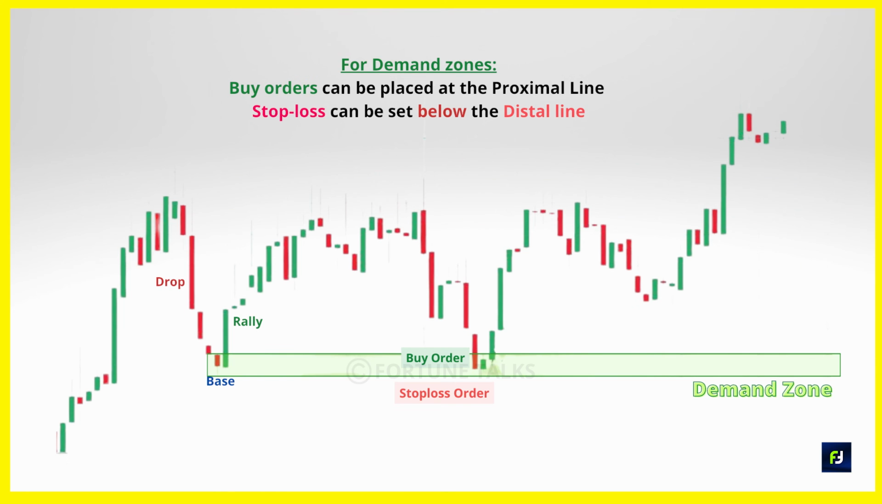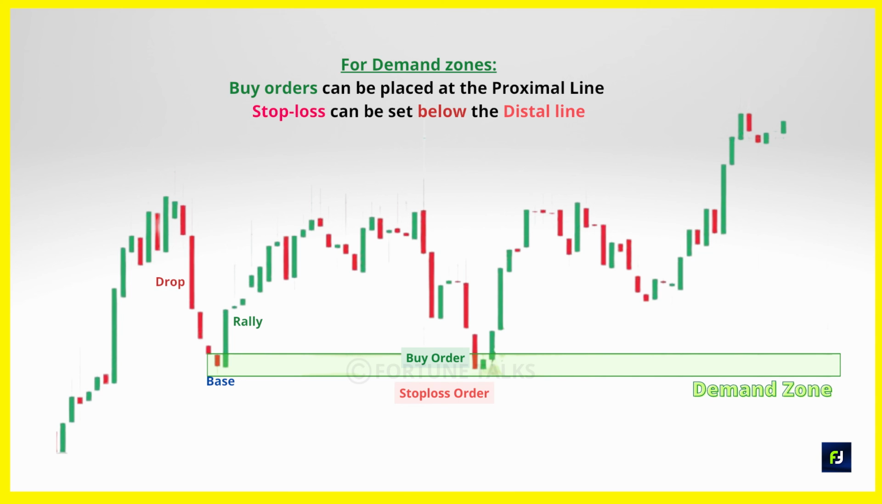Now take a look at another example where the price dropped, then paused for a while and rallied again with big ERC candles, thereby creating a demand zone on its way up. Now we place our buy orders in the proximal line, expecting the price to return back to the demand zone to absorb the unfilled orders.